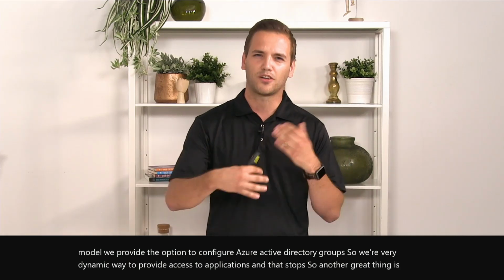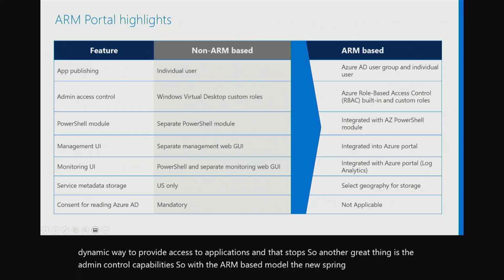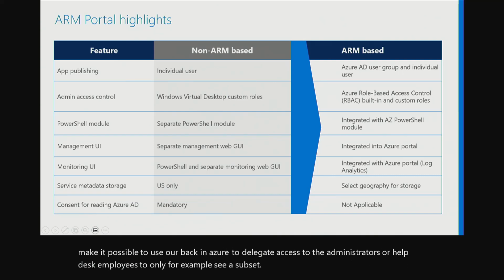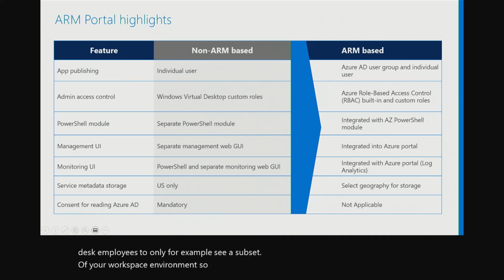So another great thing is the admin control capabilities. With the ARM-based model, the new Spring 2020 update, we make it possible to use RBAC in Azure to delegate access to your administrators or help desk employees to only, for example, see a subset of your workspace environment. So for example, your host pools, etc.